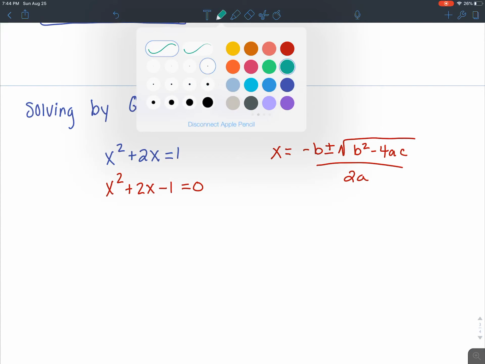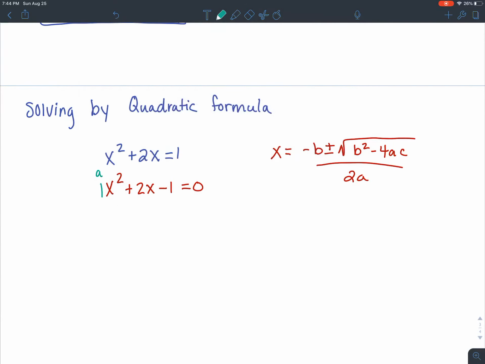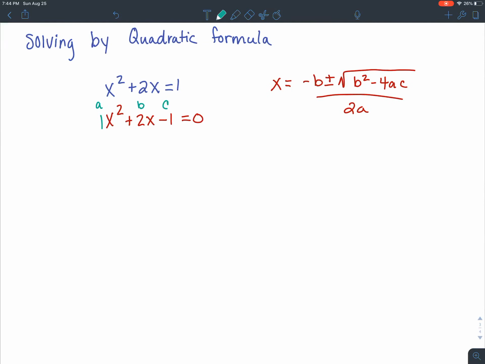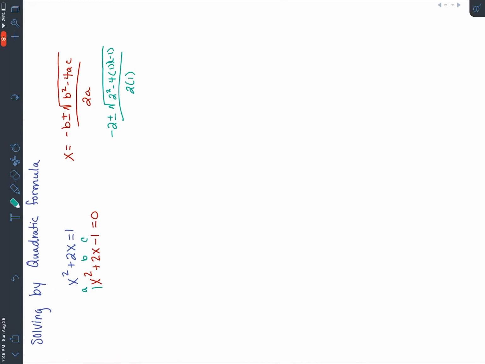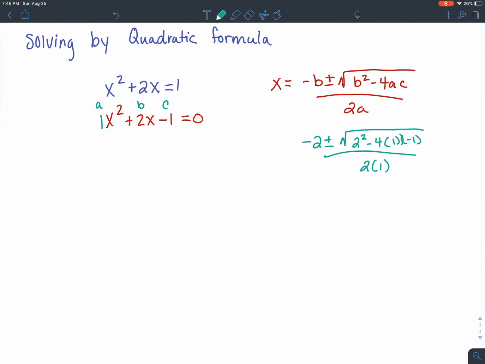All right, there's a 1, that's a, this is b, this is c. Plug and chug, dudes, plug and chug. Opposite of b, plus or minus square root of b squared minus 4 times a times c, all over 2a. Whoops, I'm sorry, that rotated. I apologize. So once you clean that up, you get negative 2 plus or minus square root of 8 all over 2. You think you're done.